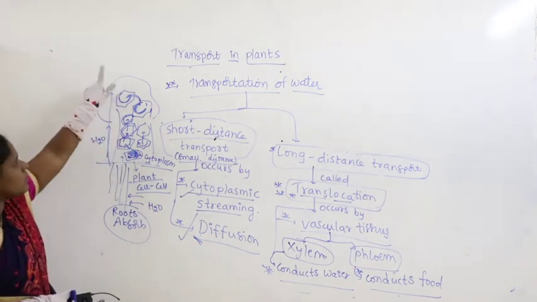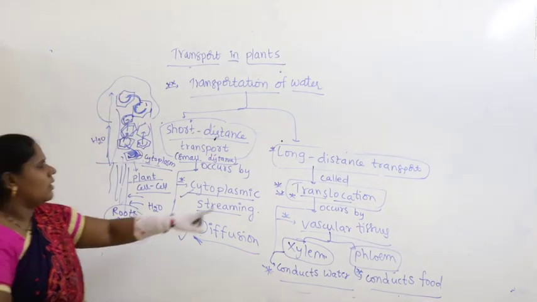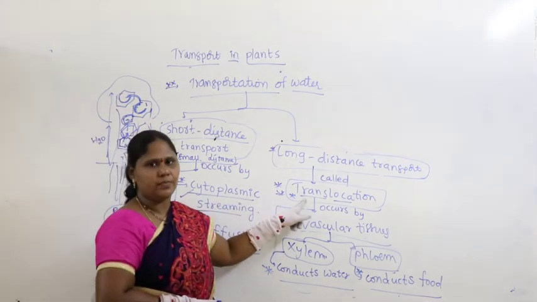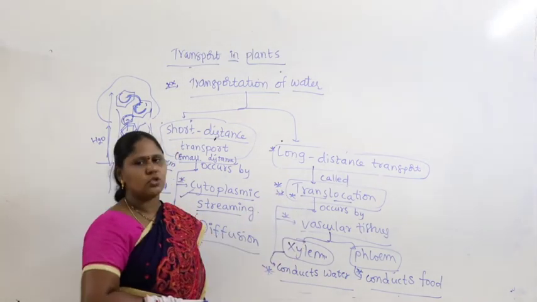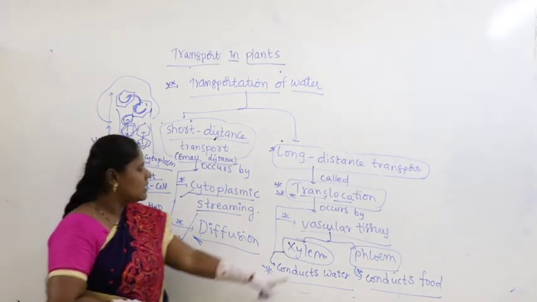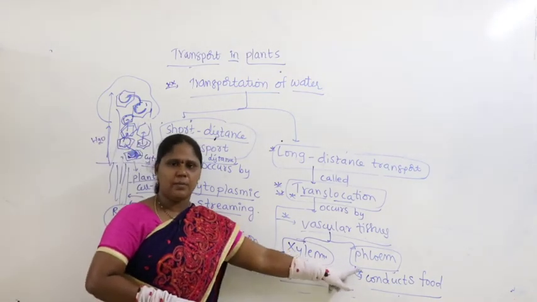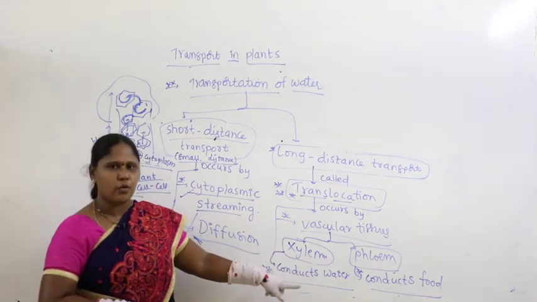Such a long distance transportation of water and minerals is called translocation. How does it occur? Remember, it occurs by vascular tissues. Who are the vascular tissues? You people know very well. What are they? Xylem and phloem. What will xylem do? Xylem conducts water, and what about the phloem?